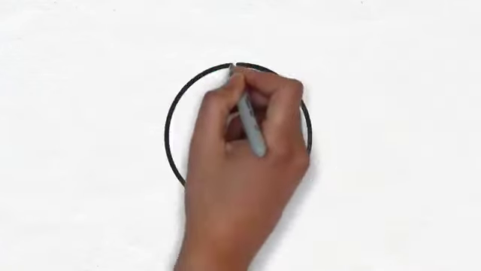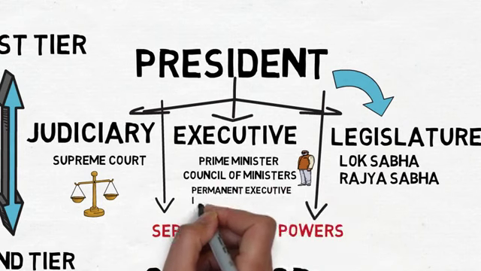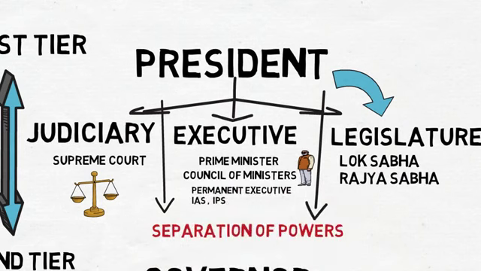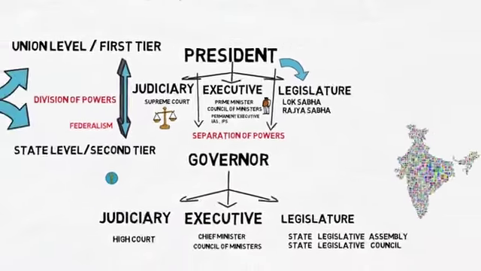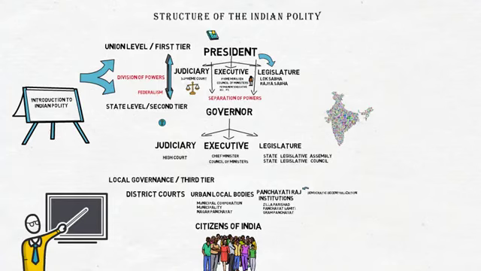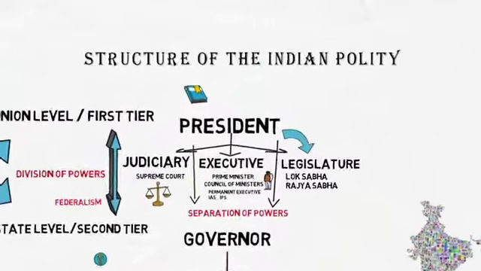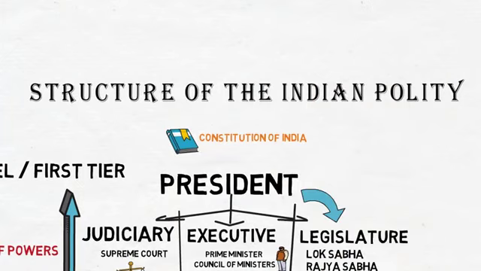So now where do the IAS, IPS officers fit in this image? The civil servants form the permanent executive of the Indian polity. But now the real question is, who decided all this? Who decided the structure of Indian polity? So above everything else, even above the President of India, is the Constitution of India.